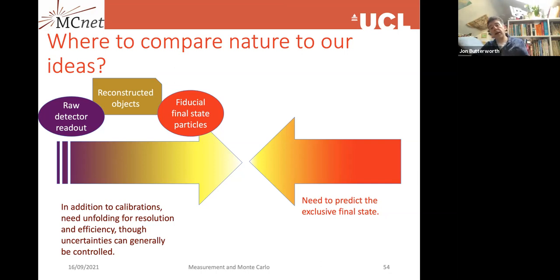The advantage of that is that you can hand over to the theorist something which is just final state particles, which, at least for a Monte Carlo prediction, you can use immediately. You don't need to have any smearing or detector efficiencies applied. What the theory needs to do, of course, is predict the fully exclusive final state so that you can implement the fiducial phase space cuts on that, and you can implement the final state particle definitions.